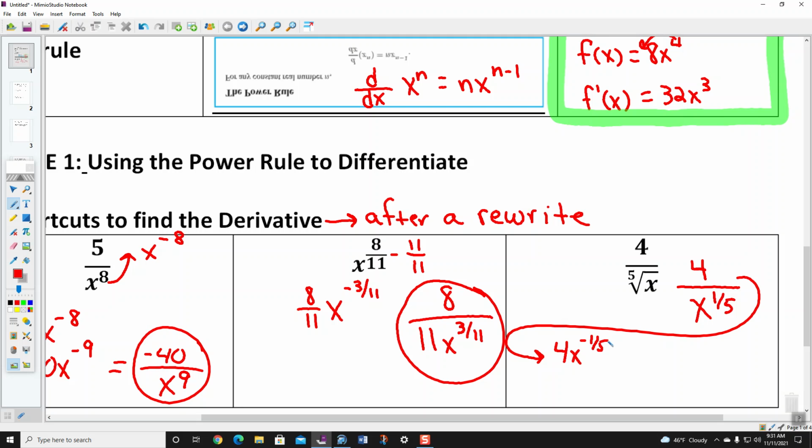Okay, you ready to go on derivative, kids? Okay, pull the power out front. So negative 1/5 times 4, wouldn't that be negative 4/5? Yep. So the derivative becomes negative 4/5 x to what power? Gotta subtract 1 from negative 1/5. It would be negative 6/5. So that's subtracting 5/5 again. So to the negative 6/5. All right, I'm going to make some room in this box here.